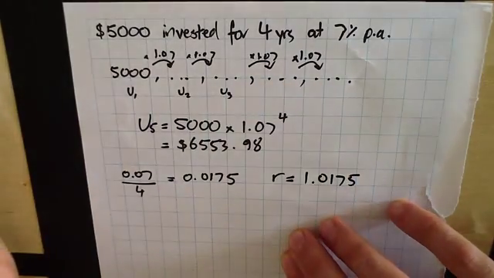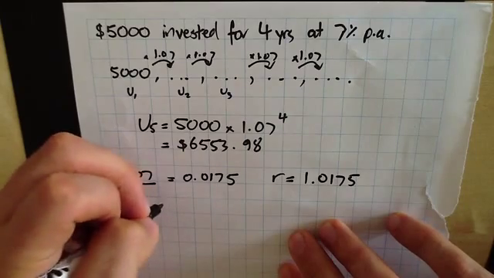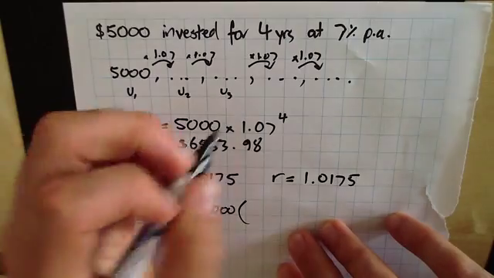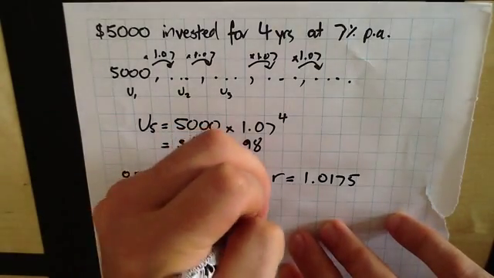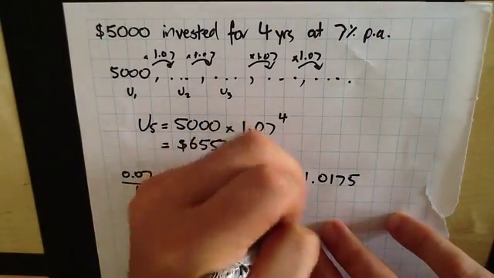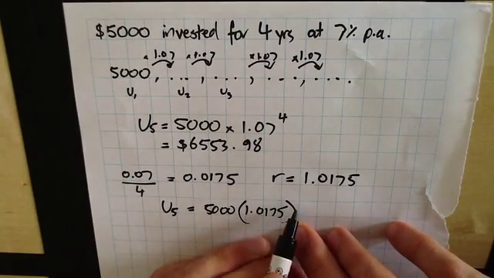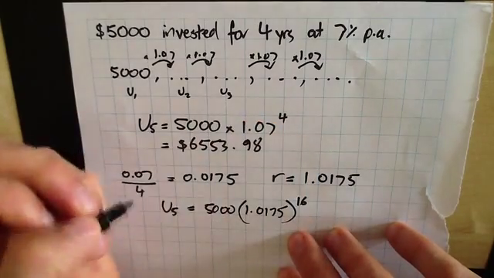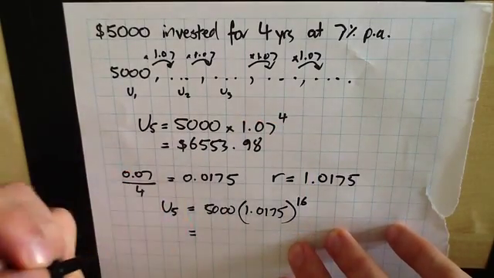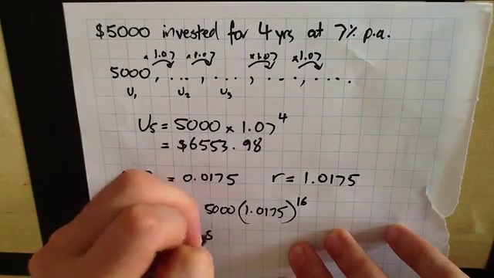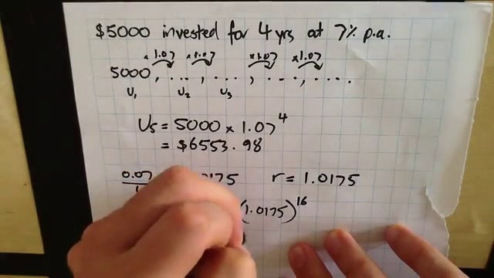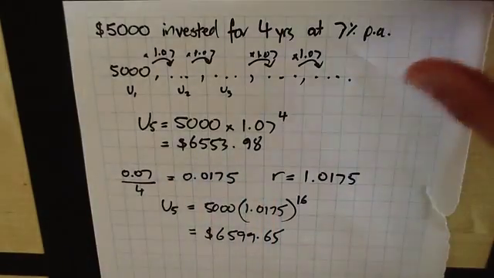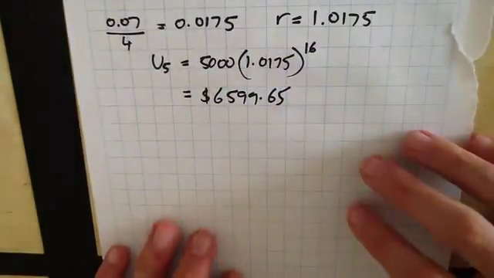So therefore my new ratio would be 1.0175, wouldn't it? So to find the amount after 4 years, I just go 5,000 multiplied by the ratio, which is 1.0175. And it's not going to be to the power of 4, is it, after 4 years? Because how many quarters are there in 4 years? Well, there's actually 16 quarters in 4 years, so it's to the power of 16. And that gives me an answer of $6,599.65.